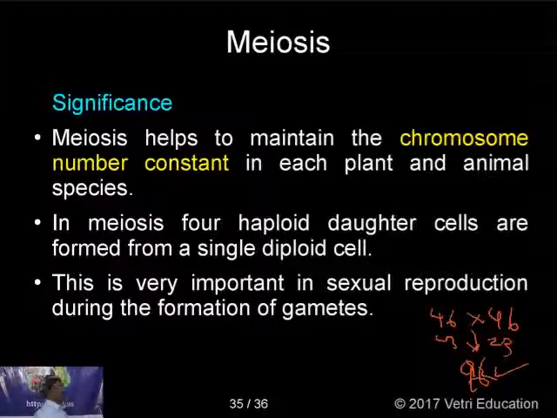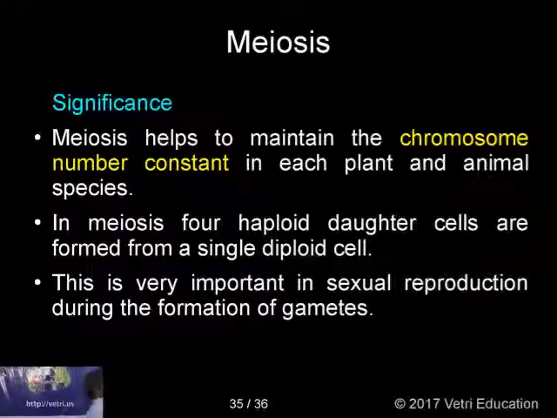In meiosis, 4 haploid daughter cells are formed from a single diploid cell. This is very important in sexual reproduction during the formation of the gametes. As I told you, this formation of gametes maintains the number of chromosomes. So this cell division is very, very important.